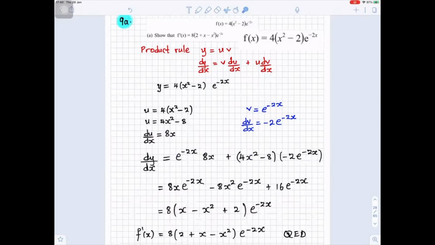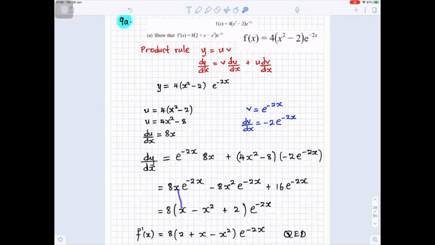Now you start to simplify, to change it to look like what they ask you for. So we have 8x e to the minus 2x minus, we can remove this bracket, minus 2 times 4 is minus 8x squared e to the minus 2x, and minus 2 times 8 is 16 e to the minus 2x. Now you notice there's 8 there, there's 8 there, and 16 is 2 times 8. So 8 will come out of the bracket.